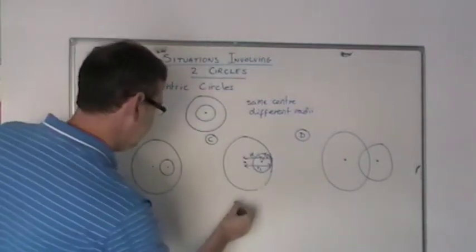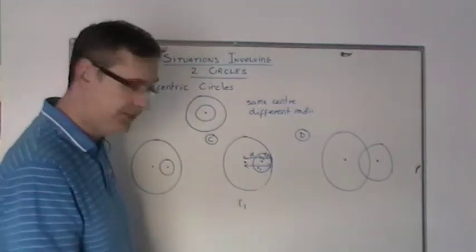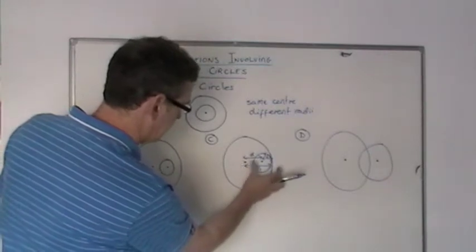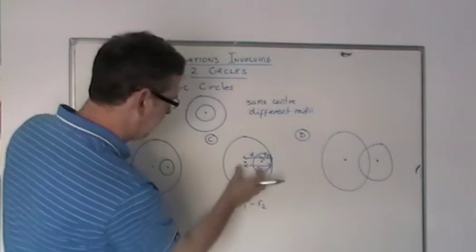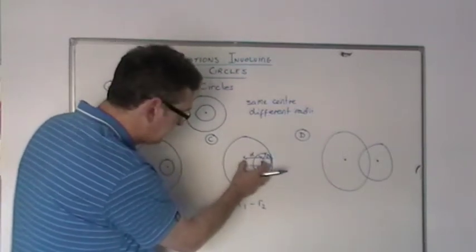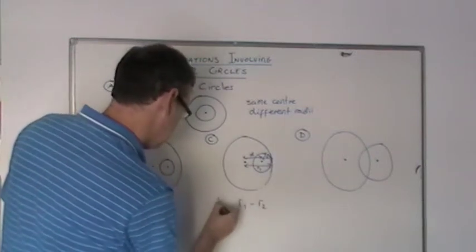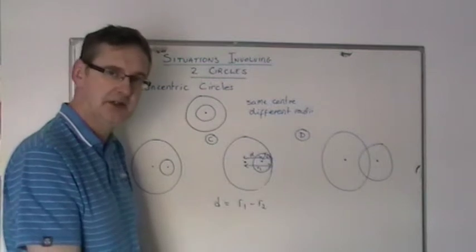Okay, so if you take away the two radii, in other words, you take the big radius, which is R1, and you subtract R2, what you'll be left with is the distance between the two centre points of the circles, like so. So D is equal to R1 minus R2.